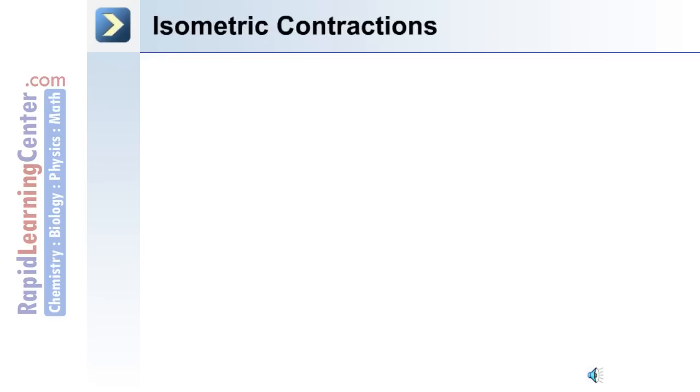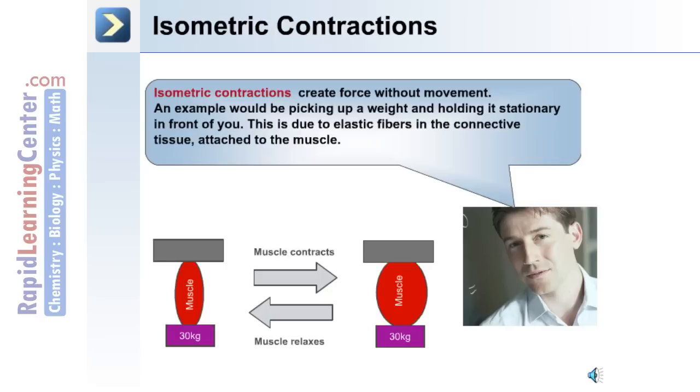The second general group of contractions by skeletal muscle are isometric. Isometric contractions create force without movement. An example would be picking up a weight and holding it stationary in front of you. And this is due to elastic fibers in the connective tissue, which are attached to the muscle. So although the muscle fibers are being recruited into contraction, there is no movement of the object you're holding.